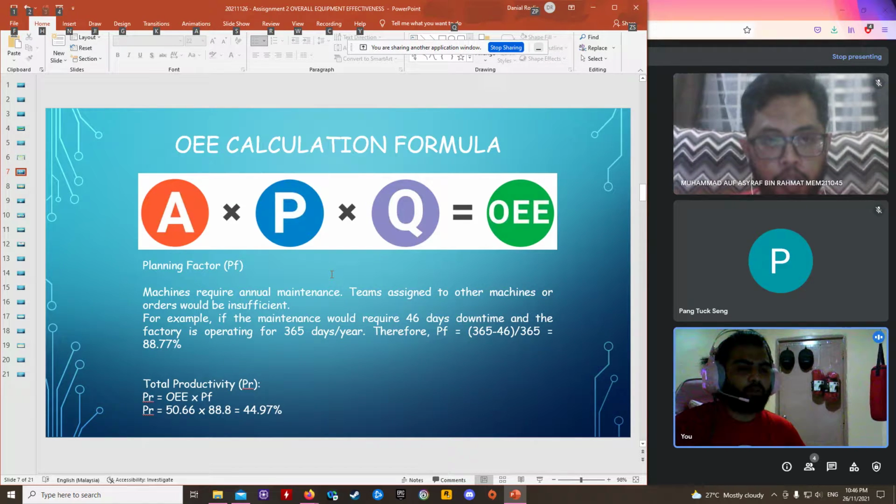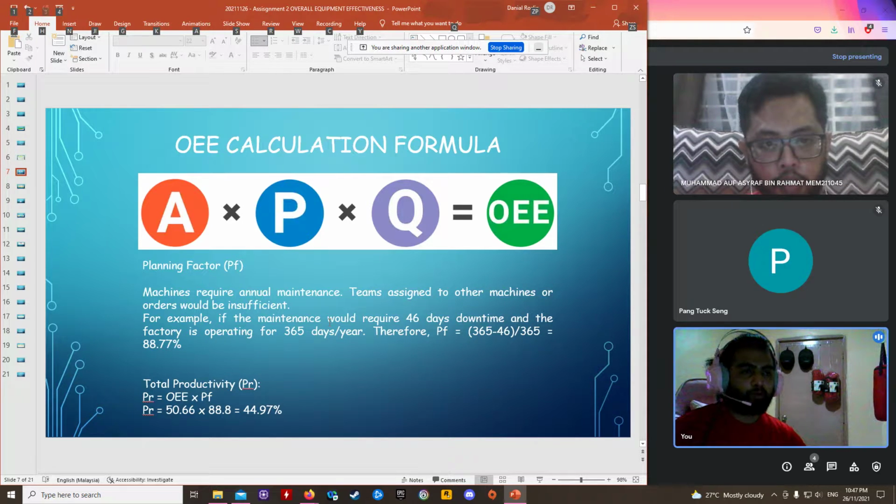And also for the OEE, we can actually calculate the planning factor. For example, we have a machine that requires annual maintenance, and we have a team to assign to other machines, in order or the orders will be insufficient. For example, the maintenance requires 46 days of downtime for all the machines to be maintained, and the factory is operating 365 days a year. Therefore, 365 minus 46, we can get 88.7% of the planning factor.